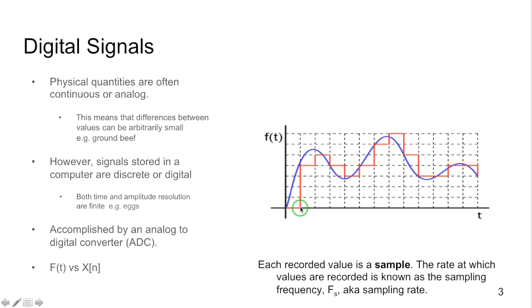Each tick here is a sample. So that's a value recorded. And the rate at which we acquire values is the sampling frequency, or sampling rate, denoted by Fs or f of s. In hardware terms, the device that does this transformation is the analog to digital converter, or ADC. So if you see that on your rack, that's what it's doing.